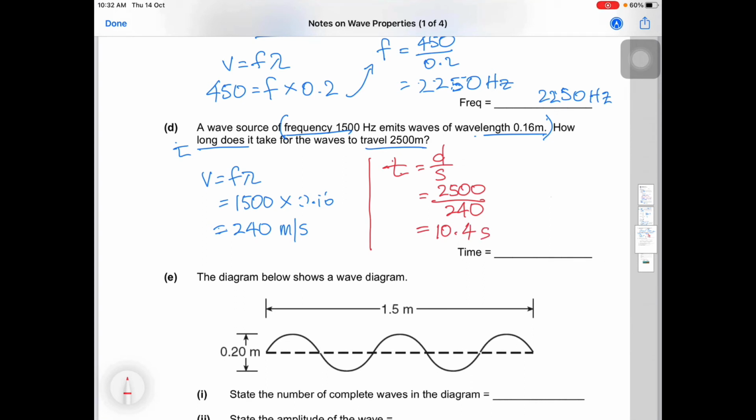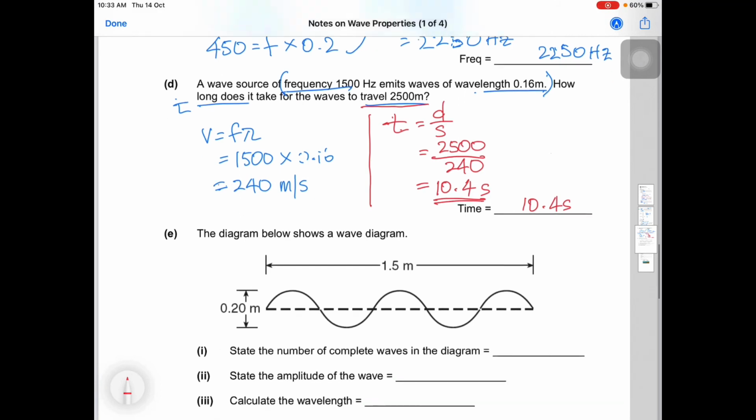So the time taken for the wave to travel 2,500 meters is 10.4 seconds. Okay, so this is a two-part question. There are some questions where you do have to find an unknown before you find the final answer. This is one such question.